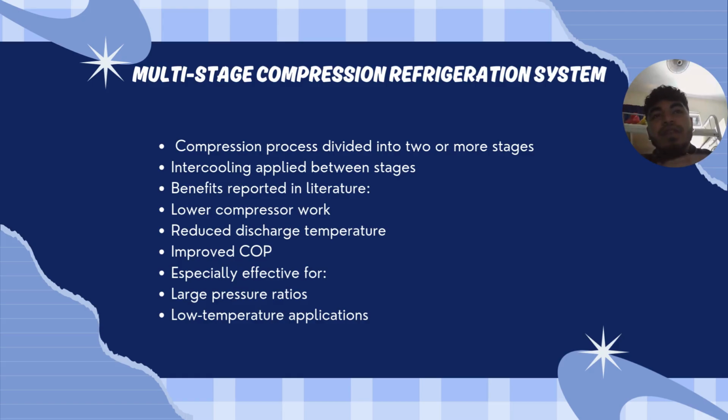In a multi-stage compression refrigeration system, the compression process is divided into two or more stages. Intercooling is applied between the stages to reduce refrigerant temperature before the next compression. This method reduces the compressor work, lowers the discharge temperature, and significantly improves the coefficient of performance, or COP, like our goal of our project.